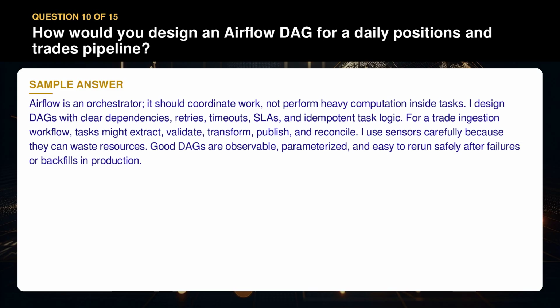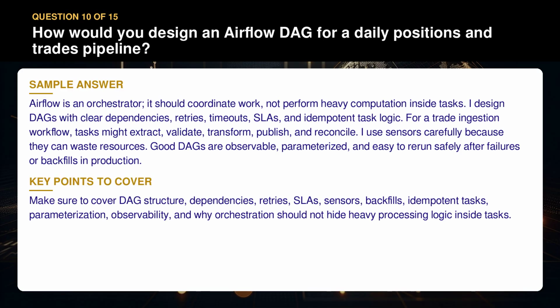I use sensors carefully because they can waste resources. Good DAGs are observable, parameterized, and easy to rerun safely after failures or backfills in production. Make sure to cover DAG structure, dependencies, retries, SLAs, sensors, backfills, idempotent tasks, parameterization, observability, and why orchestration should not hide heavy processing logic inside tasks.